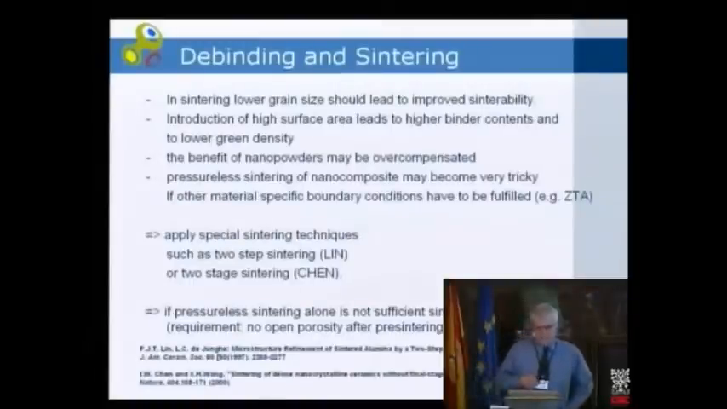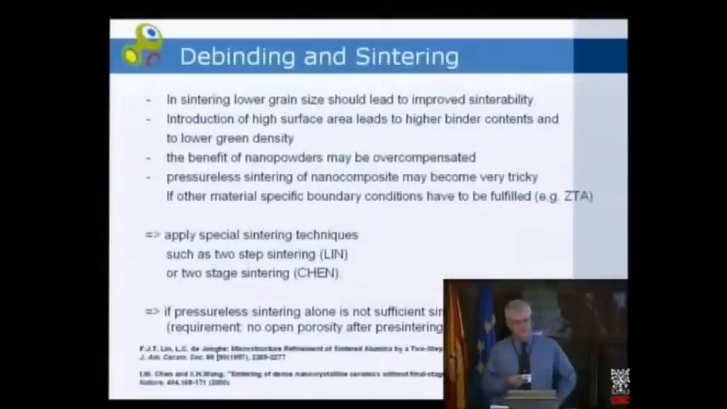Concerning sintering, these lower grain sizes of our nanocomposite materials should be used to achieve an improved sinterability. But we have a big problem, and this is rheology, as we have seen. By introduction of high surface area powders, we need more binder. And if we add more binder, then the solid content of our paste will be lower and the green density will be lower. So in extreme cases, the benefit of nanopowders may be overcompensated by that.